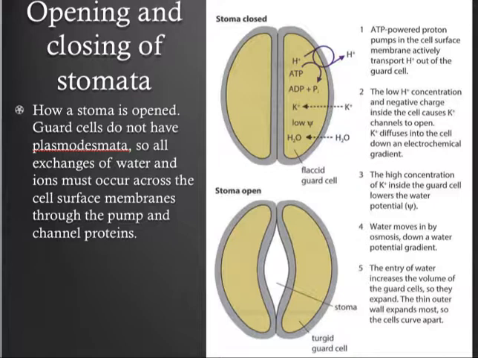Stomata close when the hydrogen ion pump proteins stop and potassium ions leave the guard cells and enter neighboring ones. Now this creates that reverse water potential gradient, so water is leaving the guard cells and they're becoming more flaccid, and then the stoma closes.